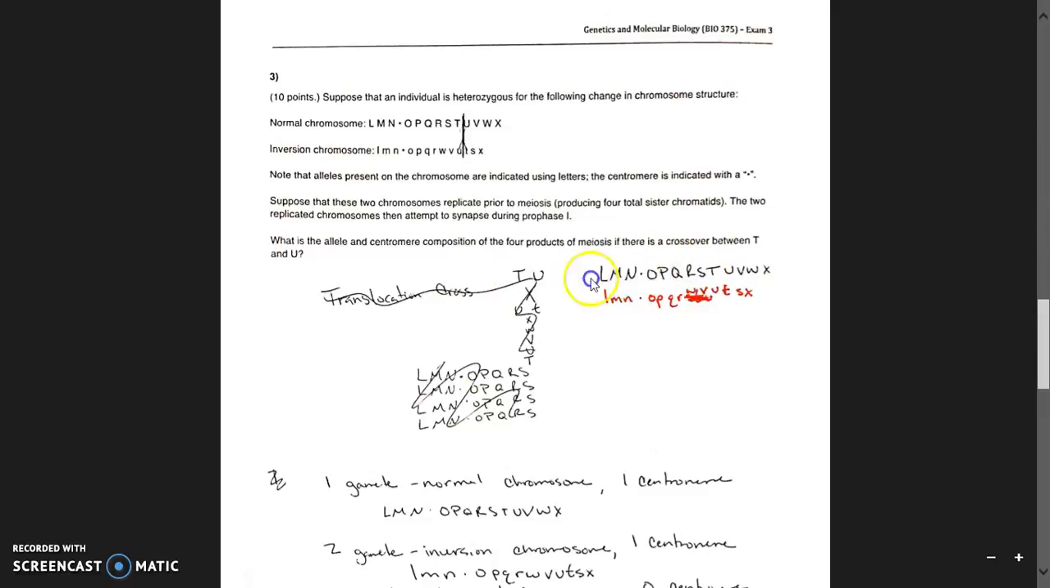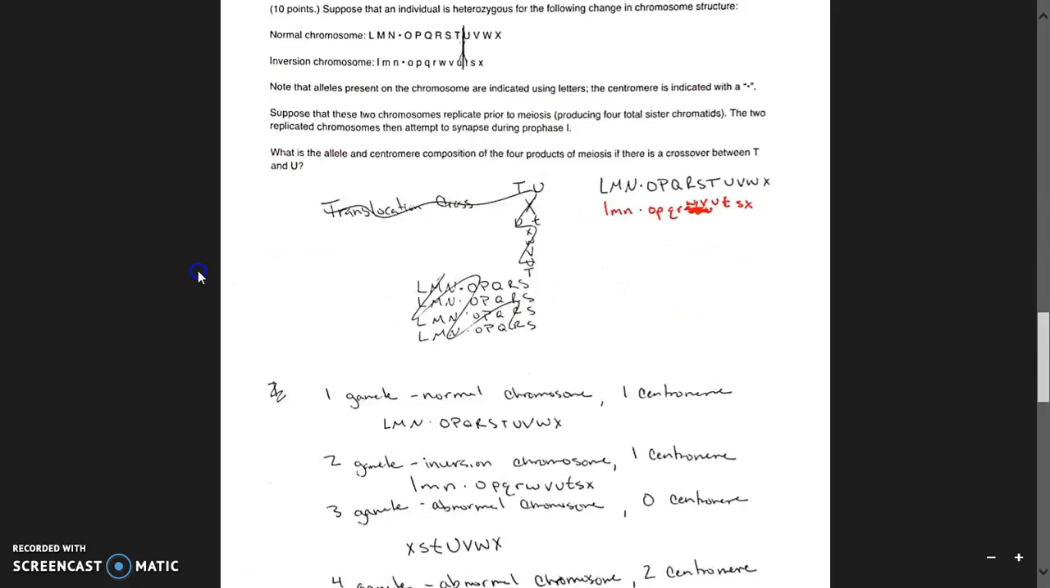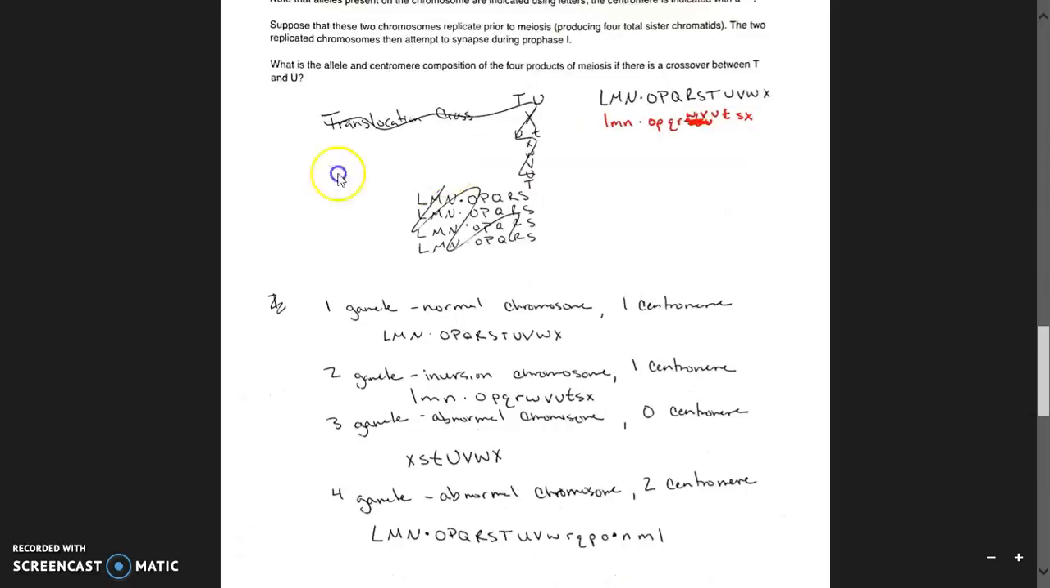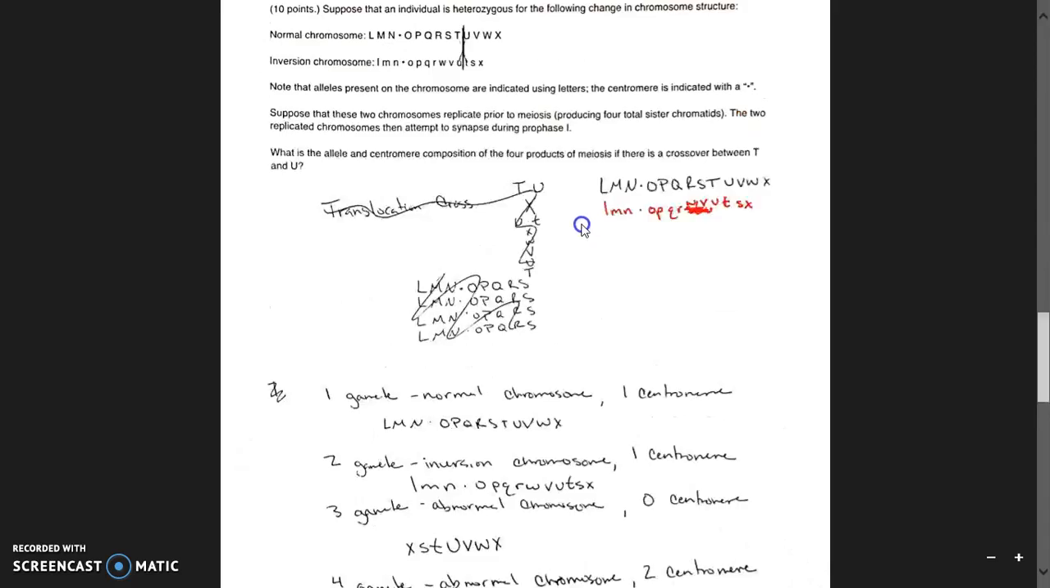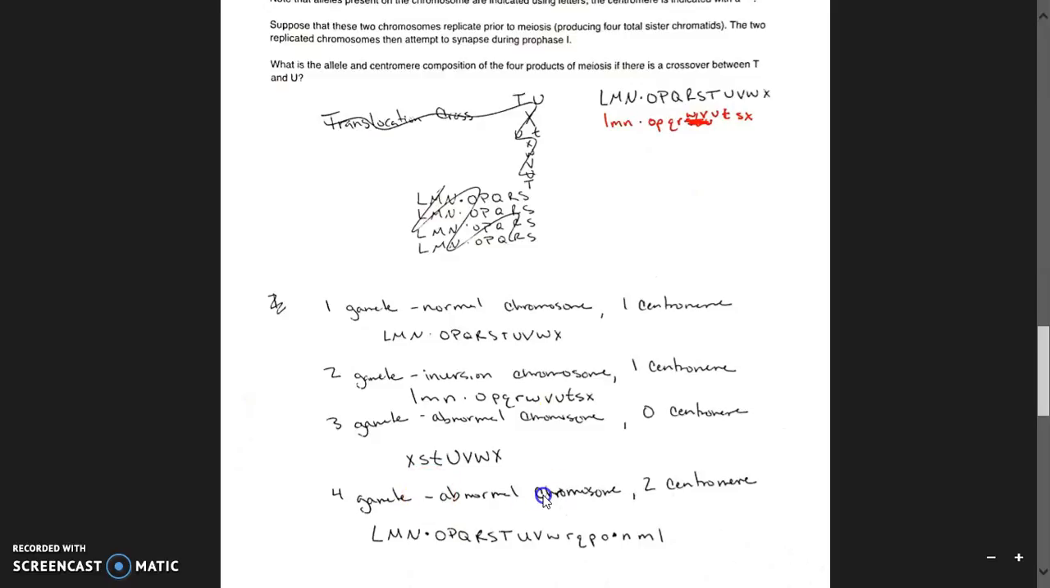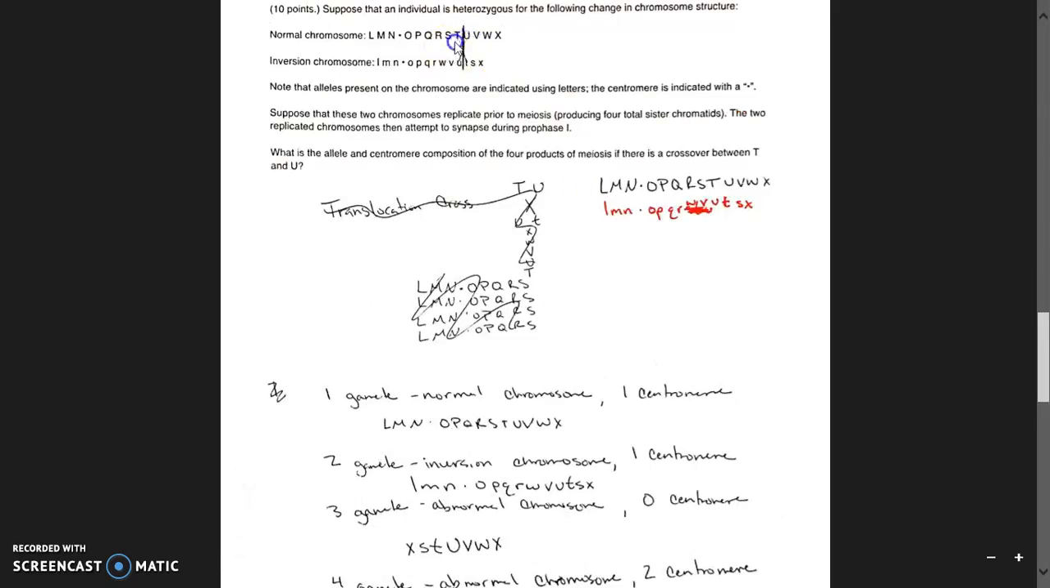I wrote all this stuff out, and then I remembered it was kind of like one of the problems we had done in the practice or in the group, and I just remember that they had the 4 gametes in this type of a case, inversion. One was normal, one was inverted, then you had 2 abnormal chromosomes. So there's a crossover between the T and the U, which I have indicated right here.